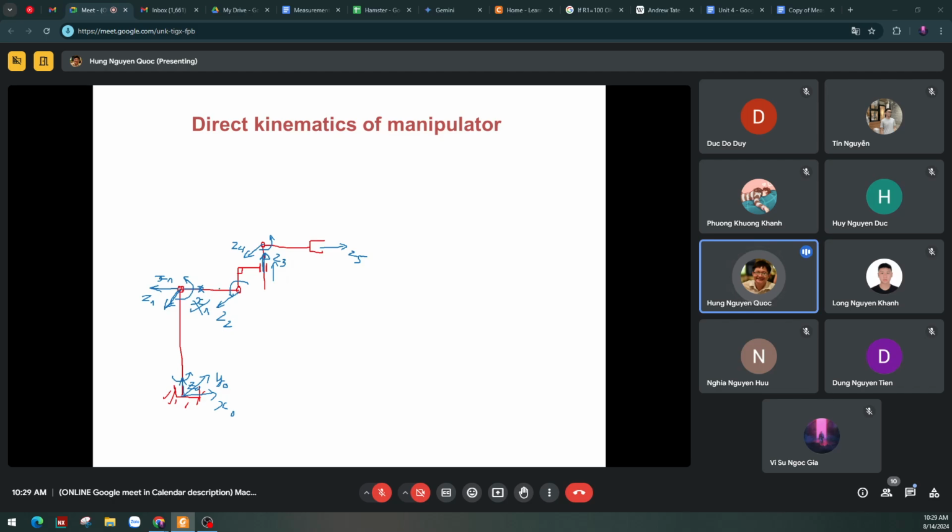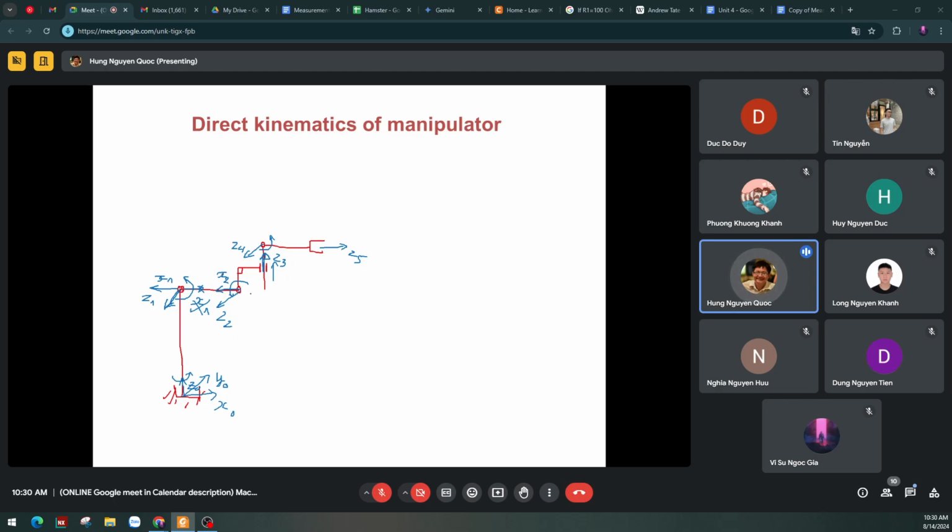I make this a little bit more complicated. If I choose X1 like that, this one I also choose like this. This is X2.